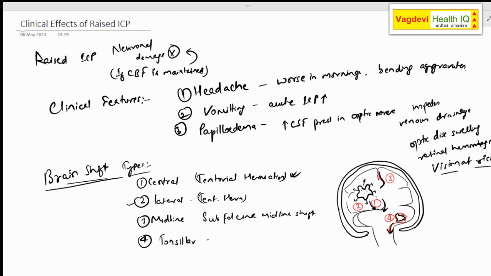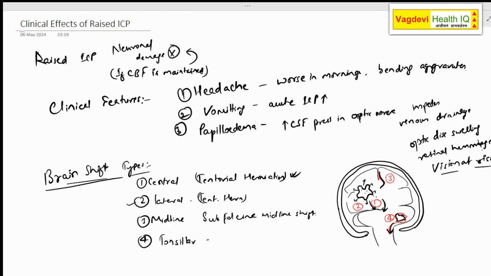So the clinical effect of brain shift is very, very important. We need to understand where exactly the brain shift is happening. Suppose it is happening as tonsillar herniation, where it actually comes out through the foramen magnum. So in that case, what will happen?